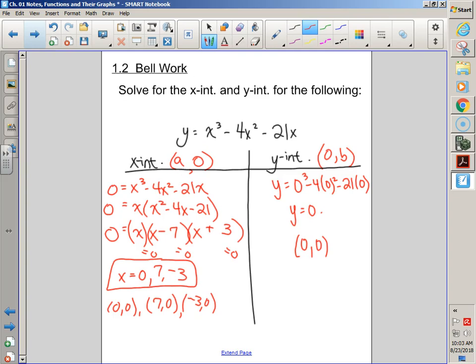If we know their x-intercepts and we say x equals, then we know those are the points on the axis when y equals 0, where the graph is hitting. Okay, not too shabby. So let's just keep going in our bell work. Ready?